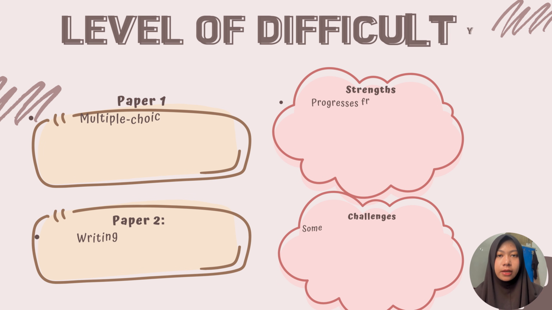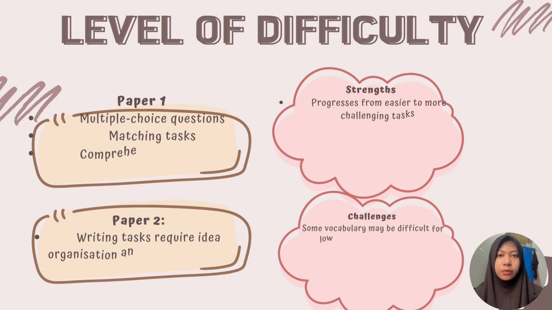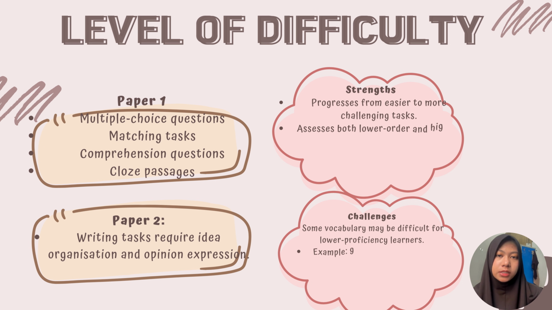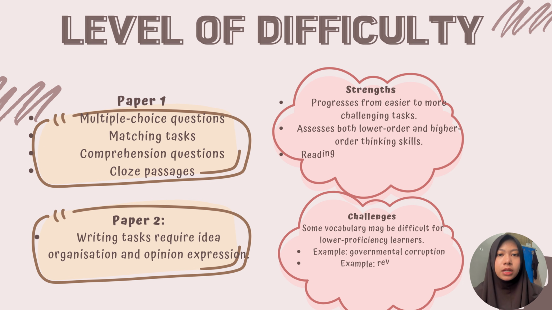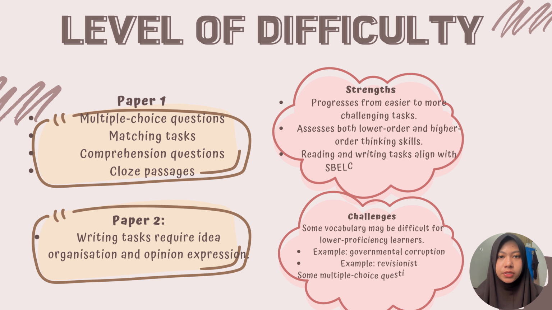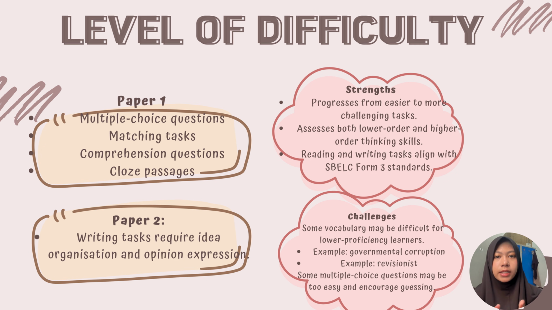Finally, I will discuss the level of difficulty. The examination demonstrates an appropriate level of difficulty for Form 3 students. The tasks range from simple information retrieval to more challenging reading comprehension and writing activities. This allows both lower order and higher order thinking skills to be assessed. However, some vocabulary items may be difficult for lower proficiency learners, while some multiple choice questions may be relatively easy. Overall, the examination provides a moderate and suitable level of difficulty for Form 3 students.